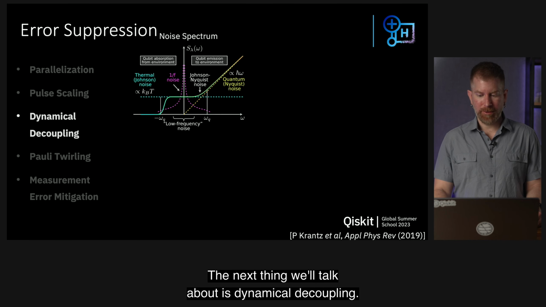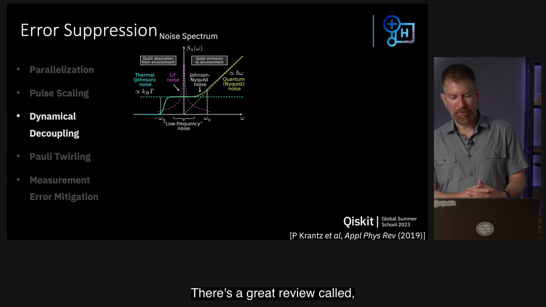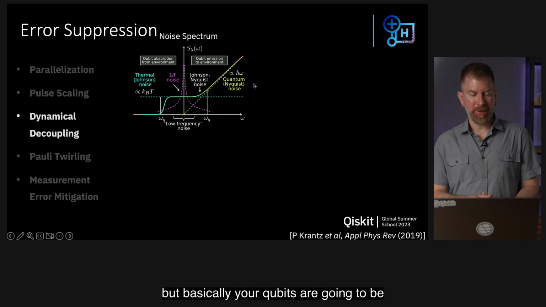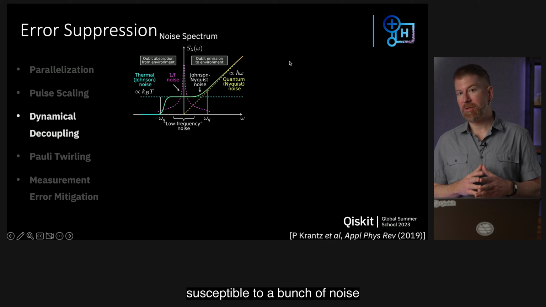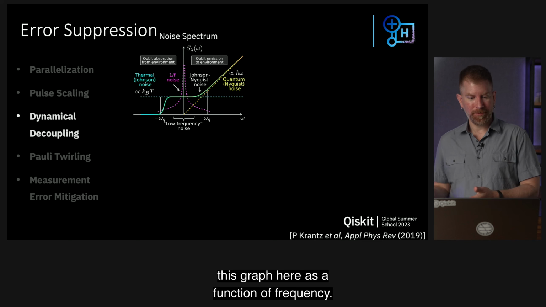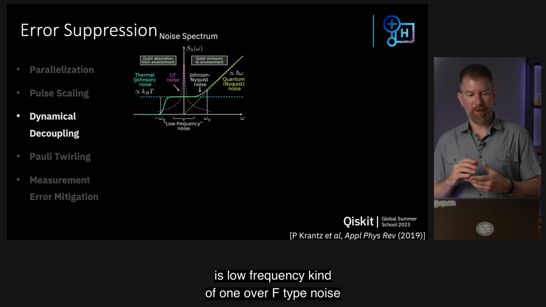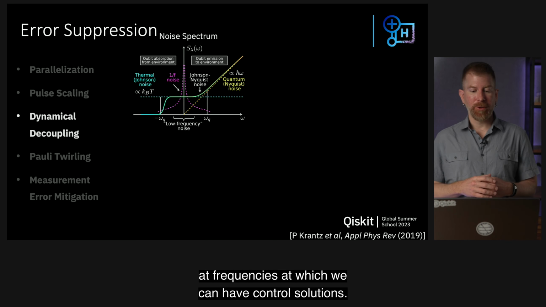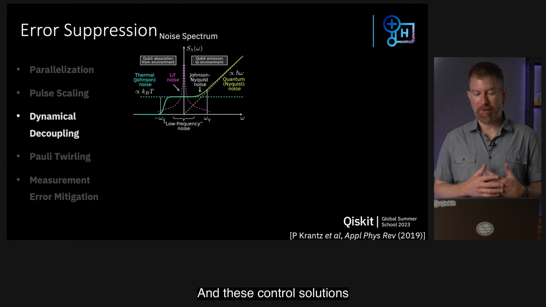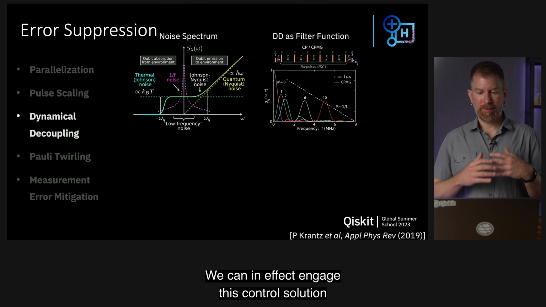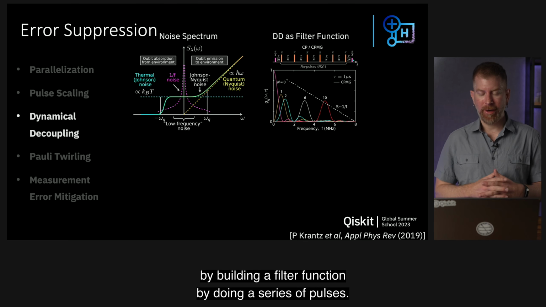The next thing we'll talk about is dynamical decoupling. There's a great review called the Quantum Engineer's Guide to Superconducting Qubits that you can read down here. But basically, your qubits are going to be susceptible to a bunch of noise. And that noise has a power spectrum given by this graph here as a function of frequency. And usually what we're looking at is low frequency, kind of 1 over F type noise at frequencies at which we can have control solutions, and these control solutions are often done by dynamical decoupling. We can, in effect, engage this control solution by building a filter function by doing a series of pulses.